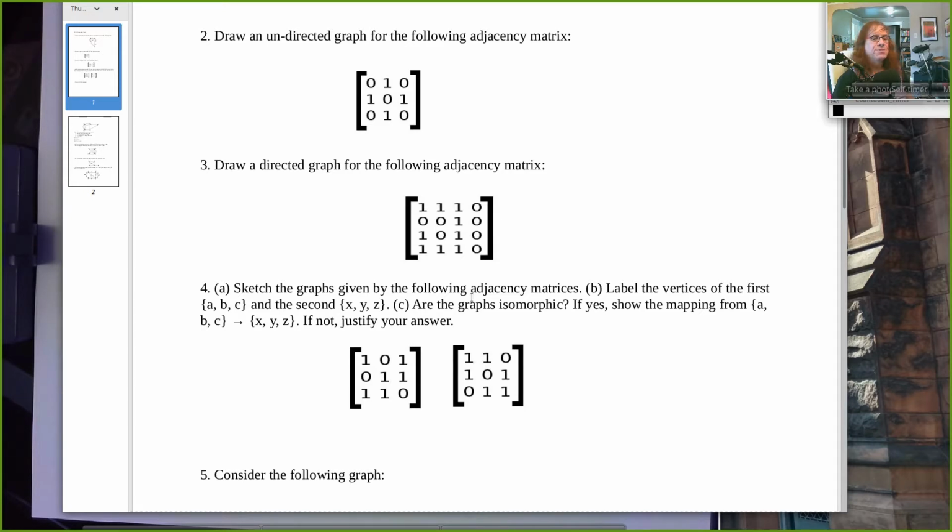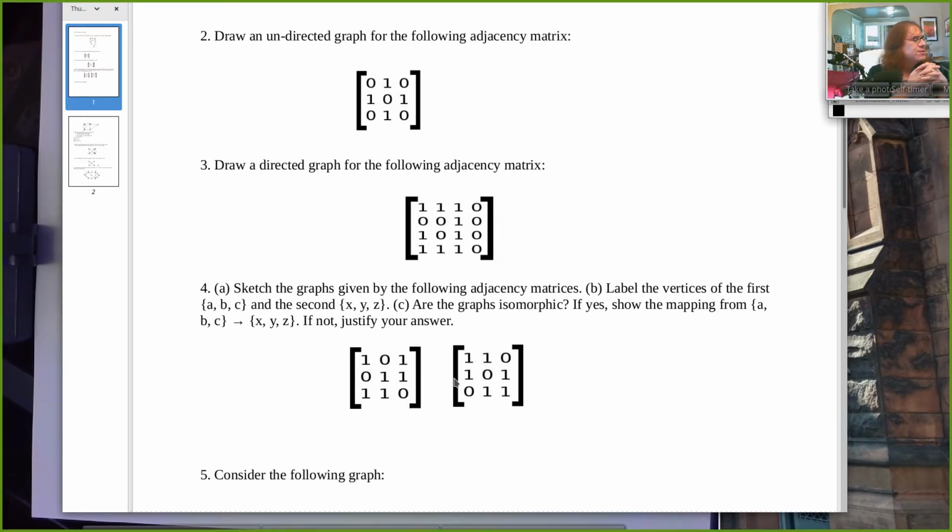And then question four, sketch the graphs for these matrices, label the vertices in the first A, B, C, the second X, Y, Z, and you can label those however you like. And then the question is, are these graphs isomorphic? There's no real good, quick general technique for doing that, but basically you want to know if there's a way to relabel A, B, C from the set X, Y, Z that would give you the same adjacency matrix, right? And they're small graphs, there's only 3 vertices in here, so by just sort of playing around with it on paper, I think you'll be able to find a mapping that makes them isomorphic.